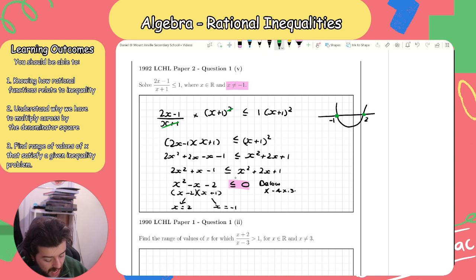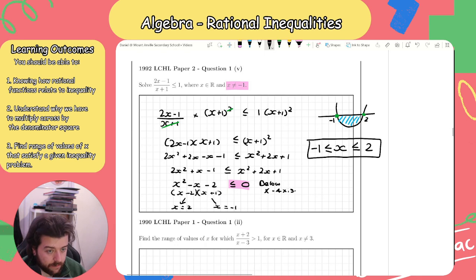I'm looking for values less than 0. So they're below the x-axis. So these ones here. And then my inequality sign has the equal bit in it. So I have x is going to be greater than or equal to minus 1, but less than or equal to 2. And that's my answer there.